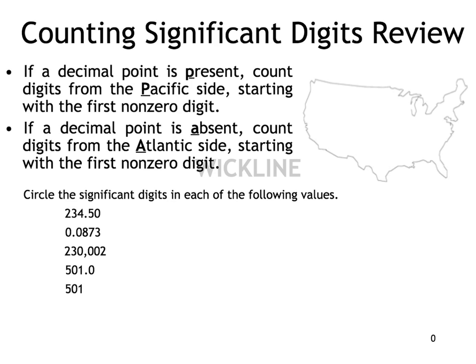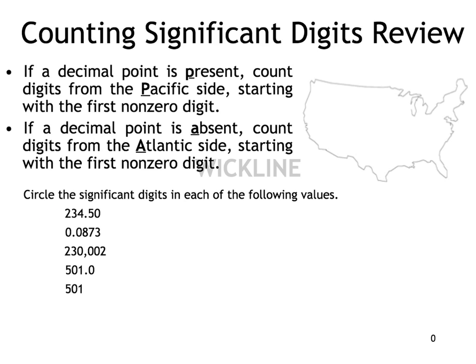A review on counting significant digits. At this point in the game, I would recommend using the Atlantic-Pacific rule because it's really easy to remember, even if it ignores the traditional methods. Remember that if you have a decimal point which is present, like in this number, the P in present goes with the P in Pacific. So you're going to be counting from the left-hand side of the number, starting with the first non-zero digit and counting until the end.